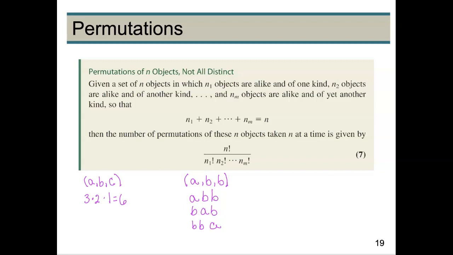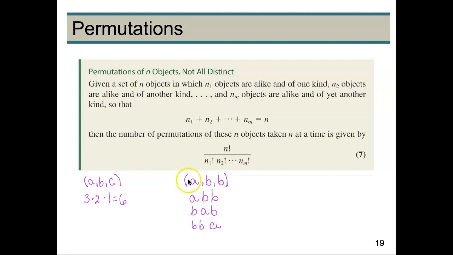Let's talk about a situation where we have permutations, but our objects are not distinct. So what I mean is, in our example we started with, we had A, B, and C, and we wanted to know the number of ways we could arrange these. And we had three ways for the first choice, two for the second, one for the third. That gave us six choices.